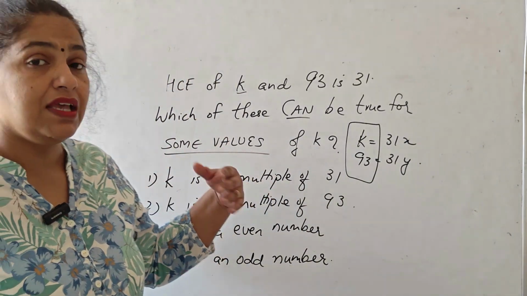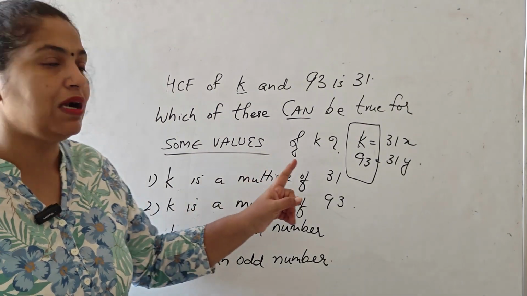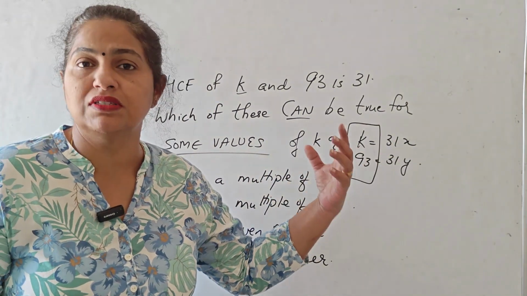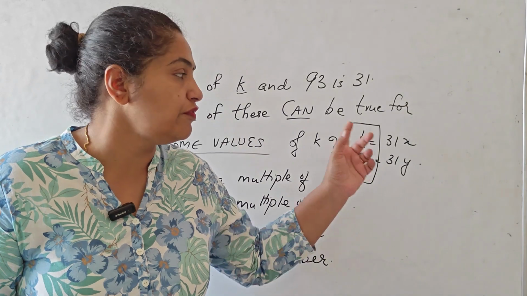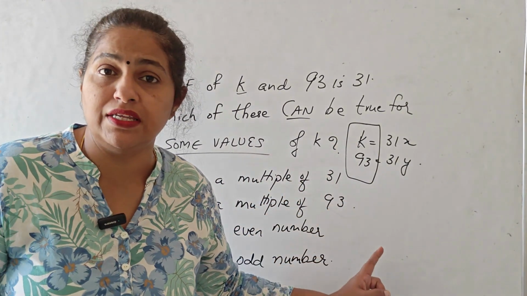So which of these can be true for some values of K? The first one, K is a multiple of 31. It is true because otherwise 31 cannot be the HCF of K and 93. K is a multiple of 93.